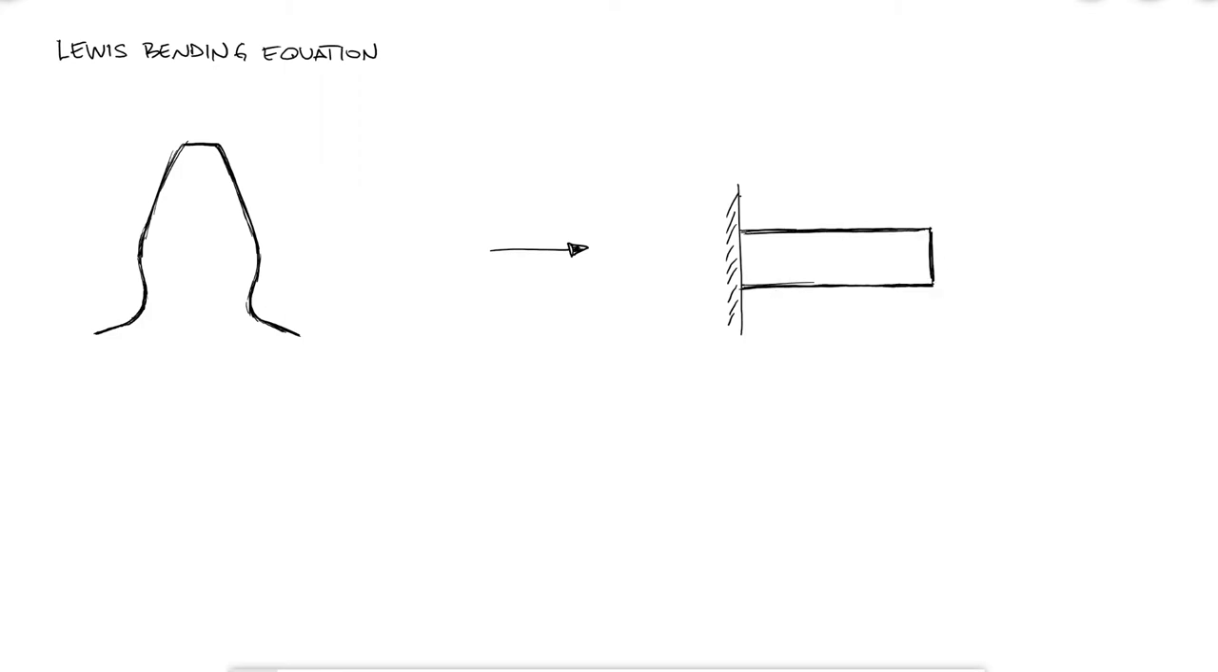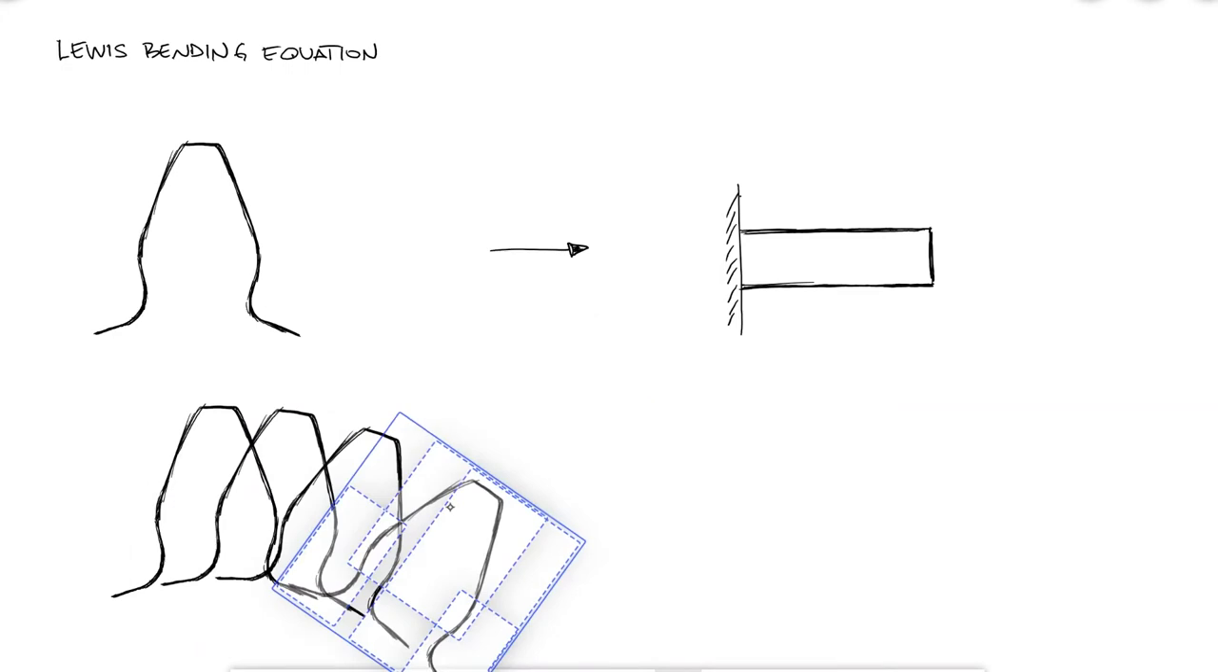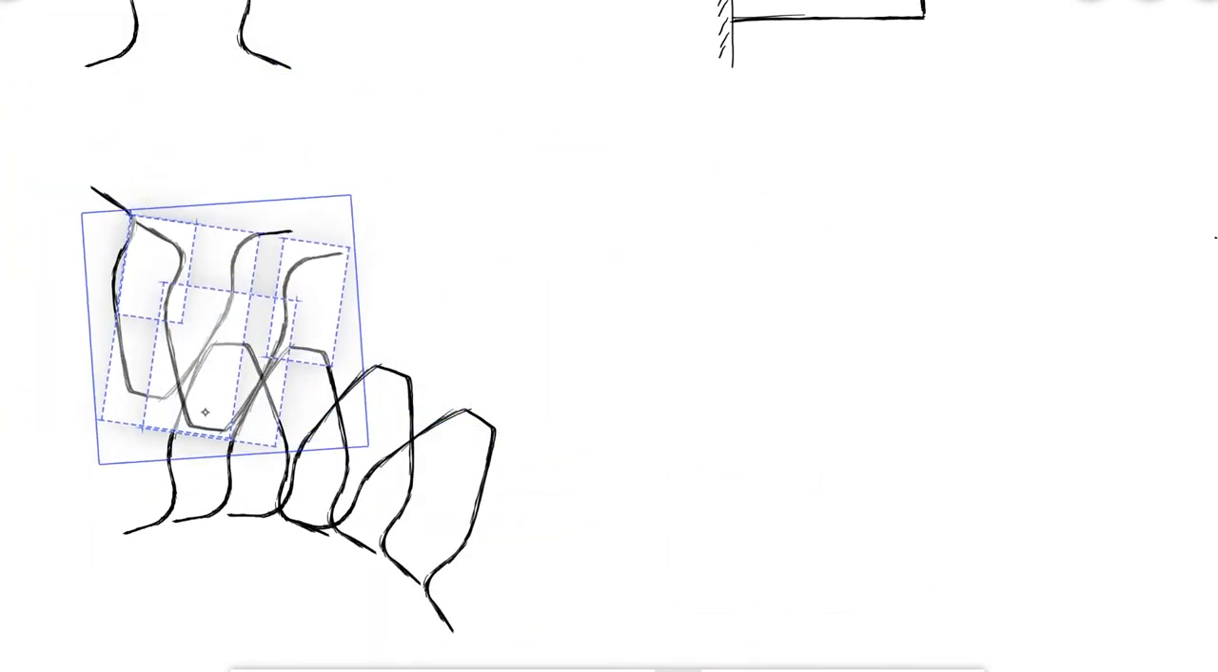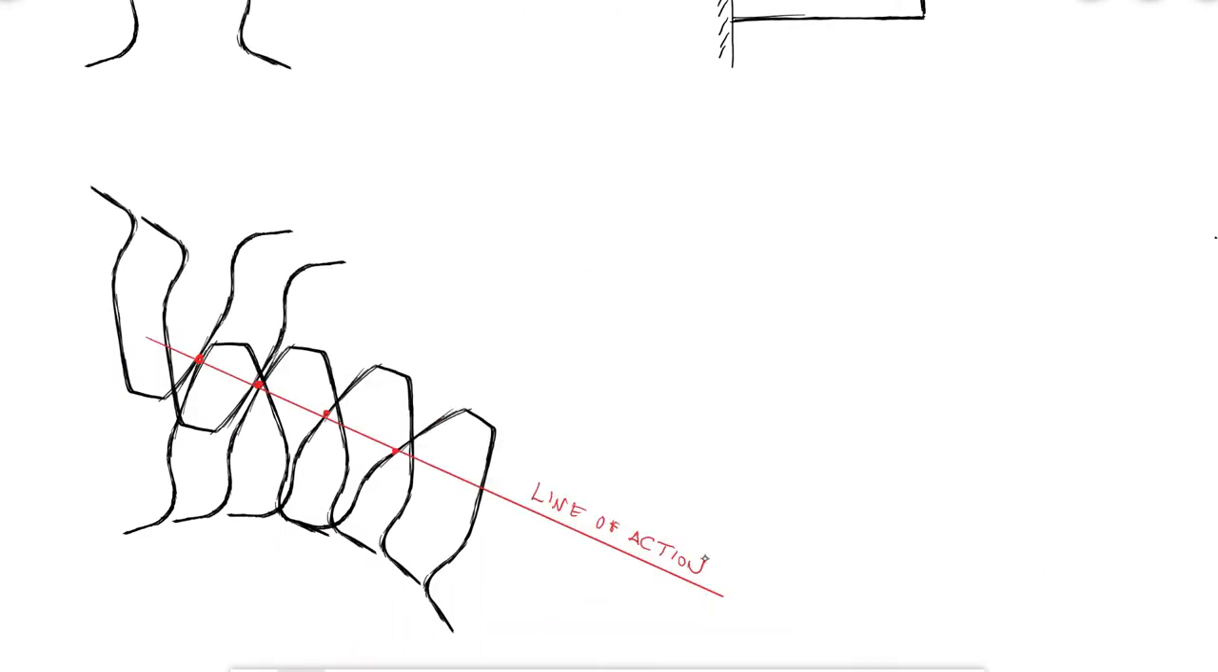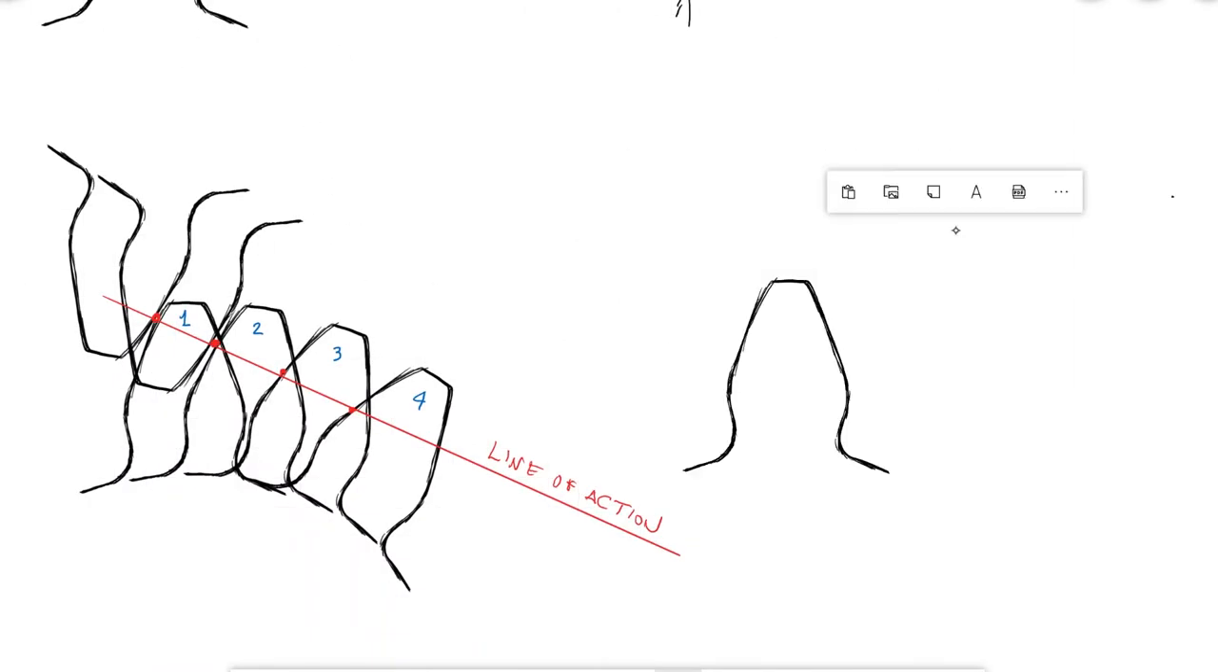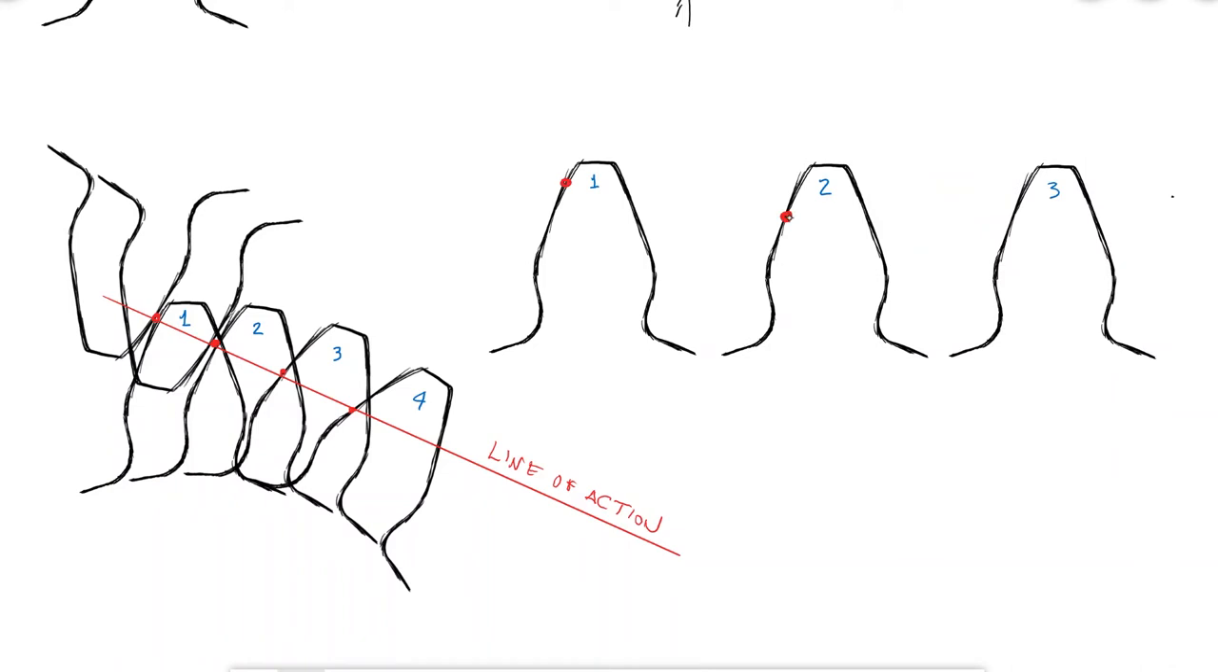Even though the derivation of the Lewis bending equation seems to simplify the real geometry drastically, and even though Wilfred Lewis, the guy that introduced the equation, did it in 1892, the equation still remains the basis for most gear design today. We know that even though the force direction is constant, same as the line of action, which I've explained in a couple of videos before, links below, the force position varies as teeth come into contact and gears rotate.